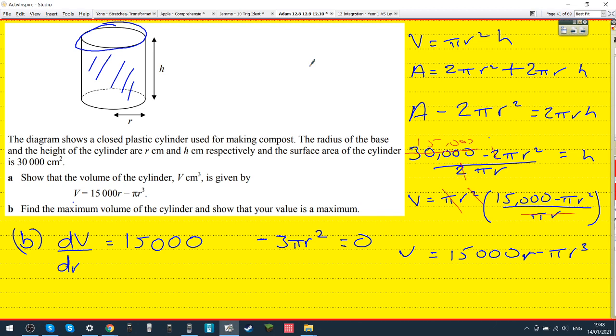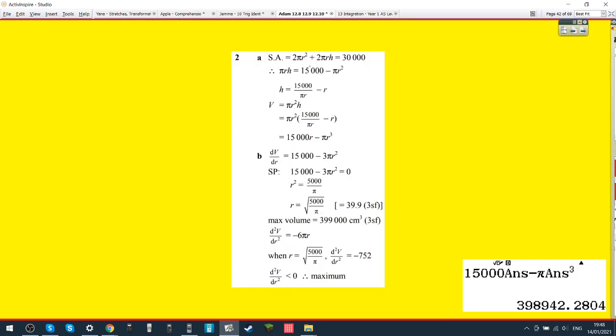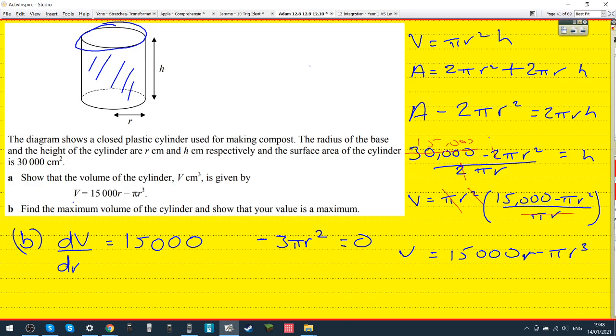So could you do minus 3 times... Could you do that? Minus 15,000. You could put it in the calculator. It'll give you a decimal. It won't give you pi, but I think we'll be okay with that. I got 39.894.